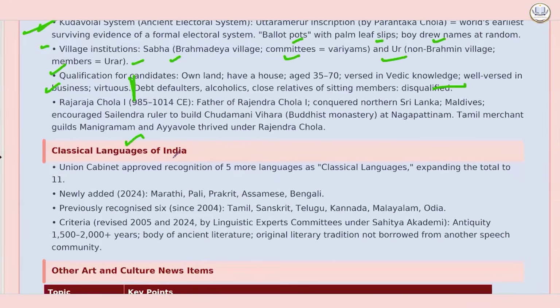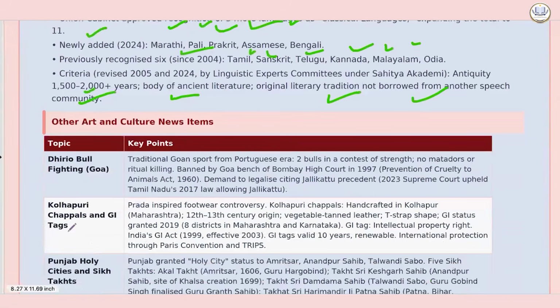Classical languages of India: the Union Cabinet approved recognition of 5 more classical languages. Newly added are Marathi, Pali, Prakrit, Assamese, and Bengali. Previously recognized 6: Tamil, Sanskrit, Telugu, Kannada, Malayalam, and Odia. Criteria are antiquity, 1000 to 2000 plus years, a body of ancient literature, and an original literary tradition, not borrowed from another speech community.